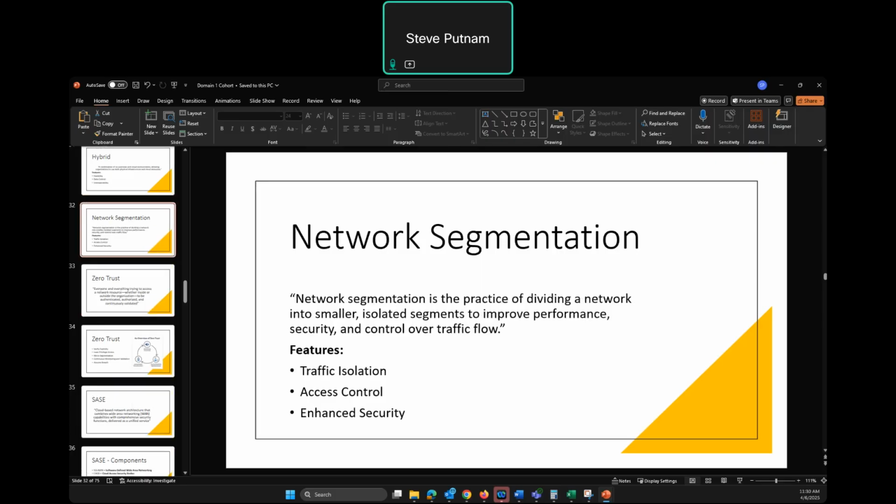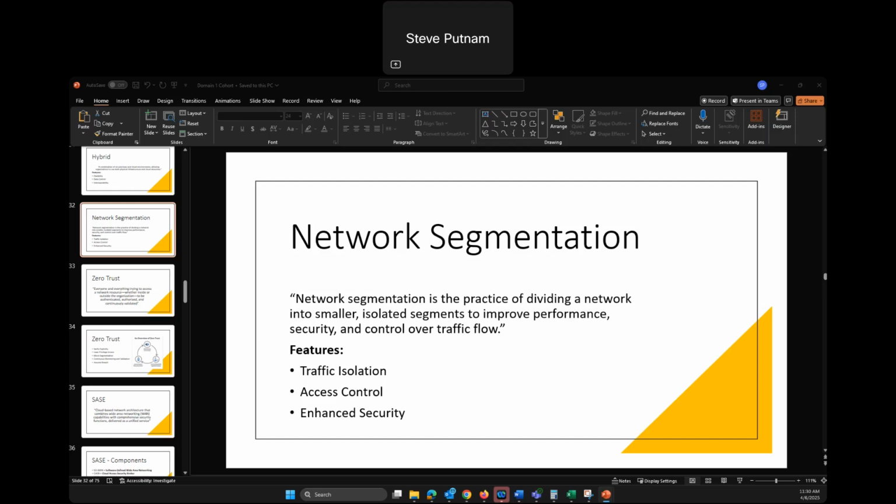Network segmentation. What is network segmentation? Well, it's the practice of dividing a network into smaller, isolated segments to improve performance, security, and control over traffic flow. The features of it are traffic isolation, access control, and enhanced security.